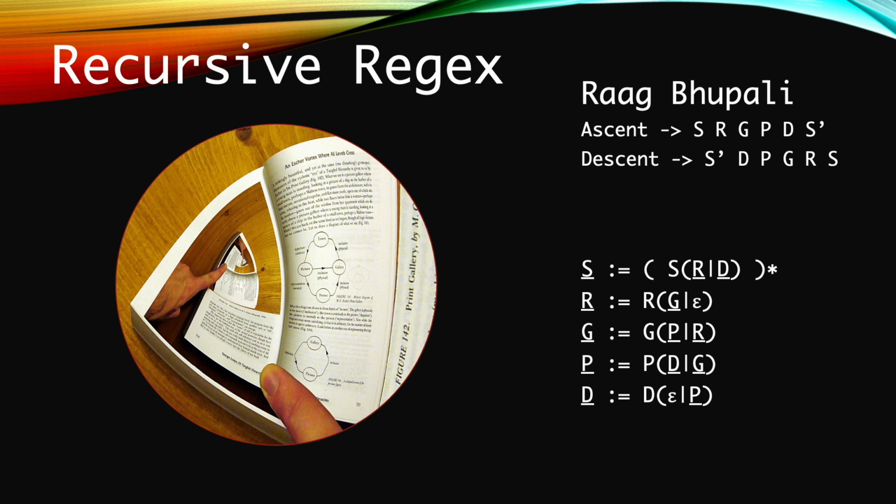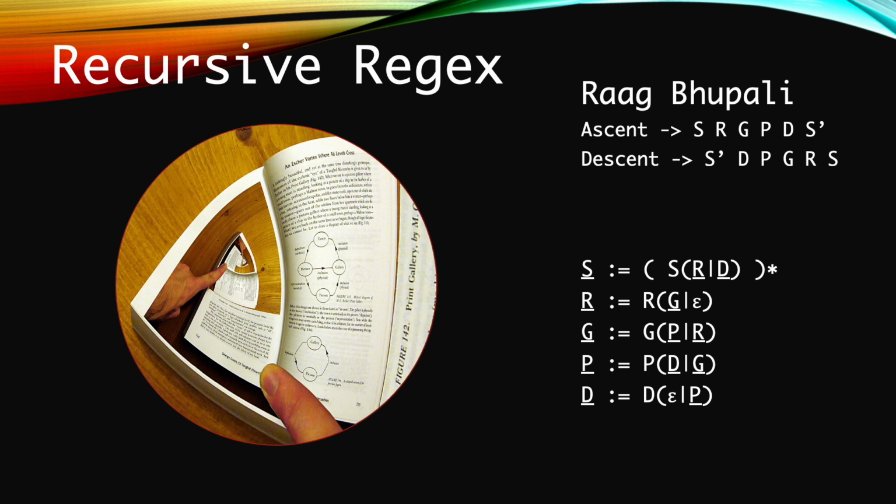The ascending note R itself is ascended by G or descended back to S, which is represented by the empty string, because when the expression R ends, the bigger expression S can start again. Same goes for the rest. G is followed by P or R, P is followed by D or G, and D is followed by P or a termination since it is followed by S.